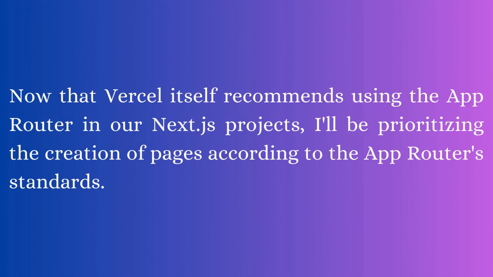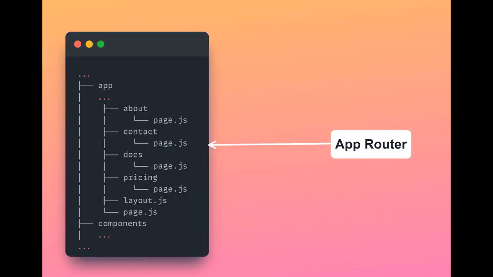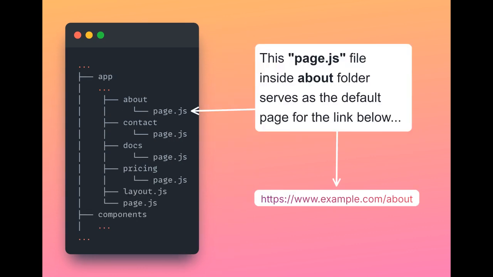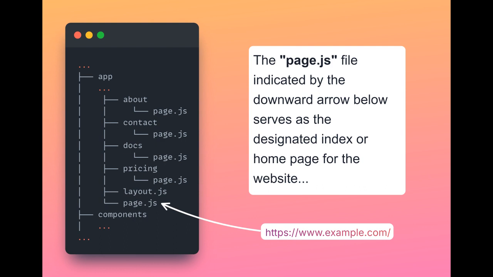Now that Vercel itself recommends using the app router in our Next.js projects, I'll be prioritizing the creation of pages according to the app router's standards. Now that we've got a good grasp of the app router and pages router, I'm super excited to dive into creating pages for about, contact, docs, and pricing. Join me in watching the video closely, so we can make sure there's no confusion.